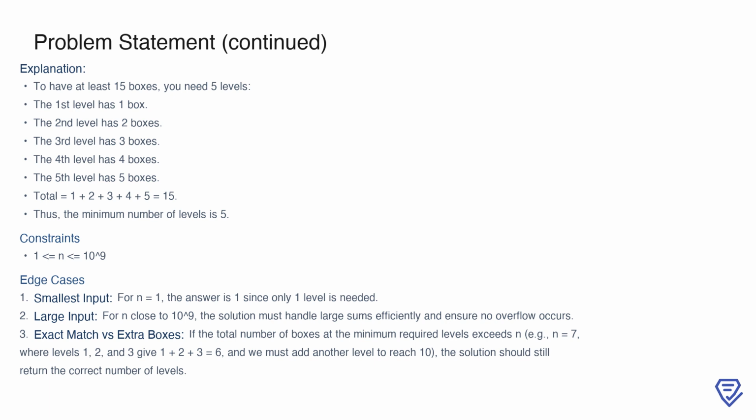Now, there are some important constraints to keep in mind. The value of n can range from 1 up to 10 to the power of 9, so the solution must handle very large inputs efficiently without running into performance issues. You also need to account for edge cases, such as when n equals 1, where only one level is required, or when the total number of boxes at the required levels exceeds n. In all such cases, the solution must return the correct number of levels while ensuring the computation remains optimal even for the largest possible values of n.